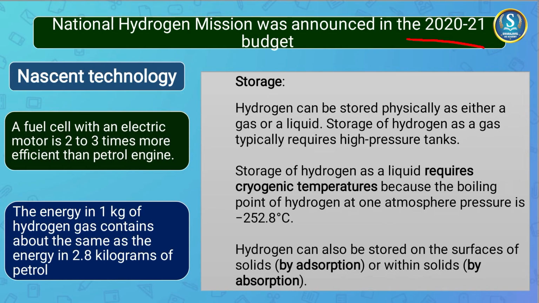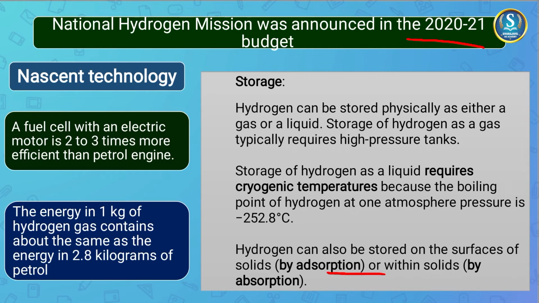And hydrogen can also be stored on the surfaces of solids, and this process is called adsorption. It could be an important question, note it down. If you store hydrogen on the surface of solids, it is called adsorption, and if you store it within the solids, inside the solid, it is called absorption. So adsorption or absorption, both are there. You have to know the difference between both.